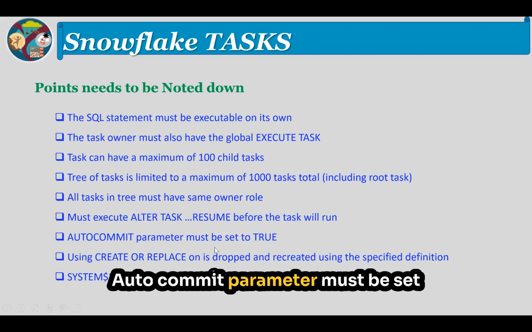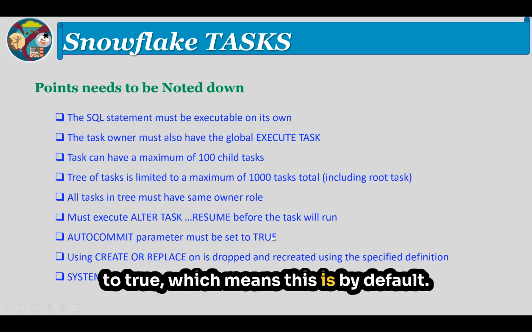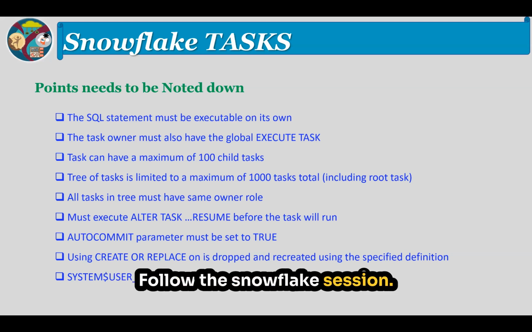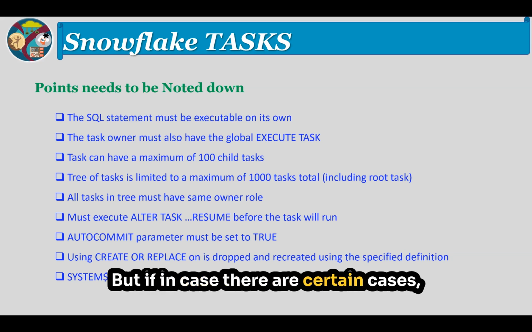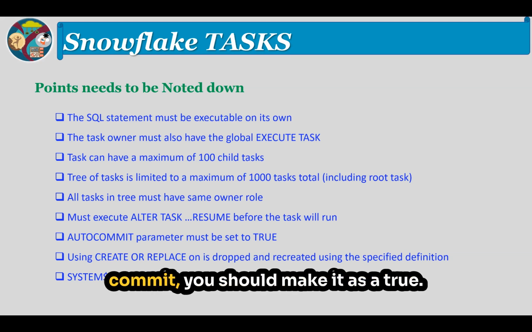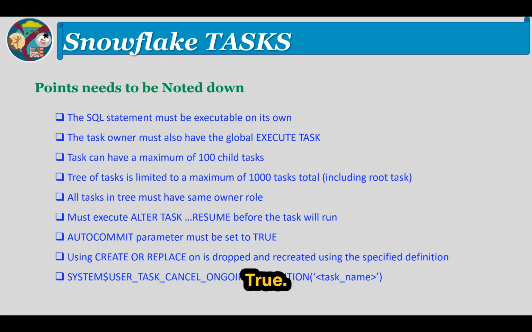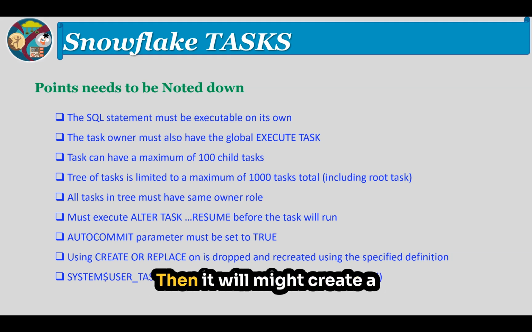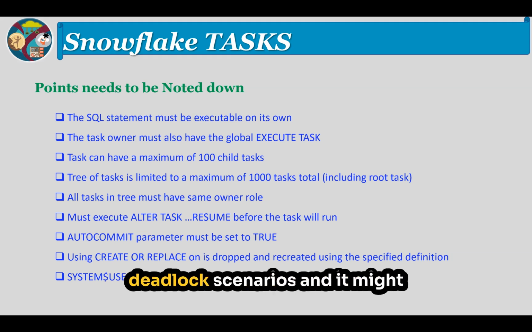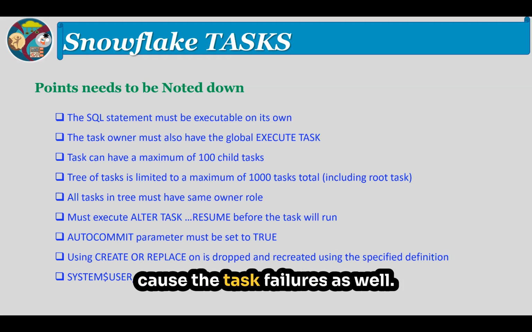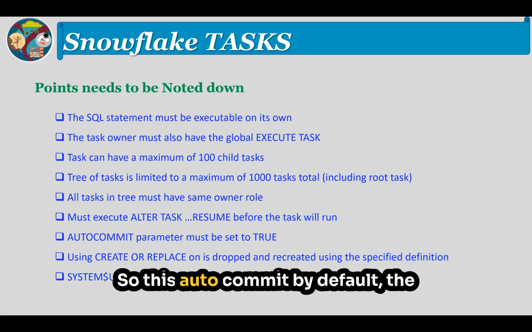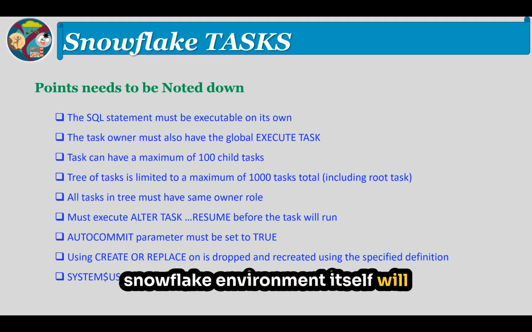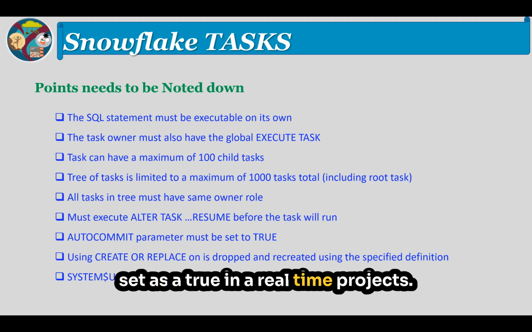The auto commit parameter must be set to true, which means by default for the Snowflake session it is set to true. But in certain cases, if you have not set this auto commit, you should make it true. Otherwise, whatever you are defining as part of the tasks won't commit the changes. Then it might create deadlock scenarios, and it might cause task failures as well. So in real-time projects, the Snowflake environment itself sets this auto commit to true by default.